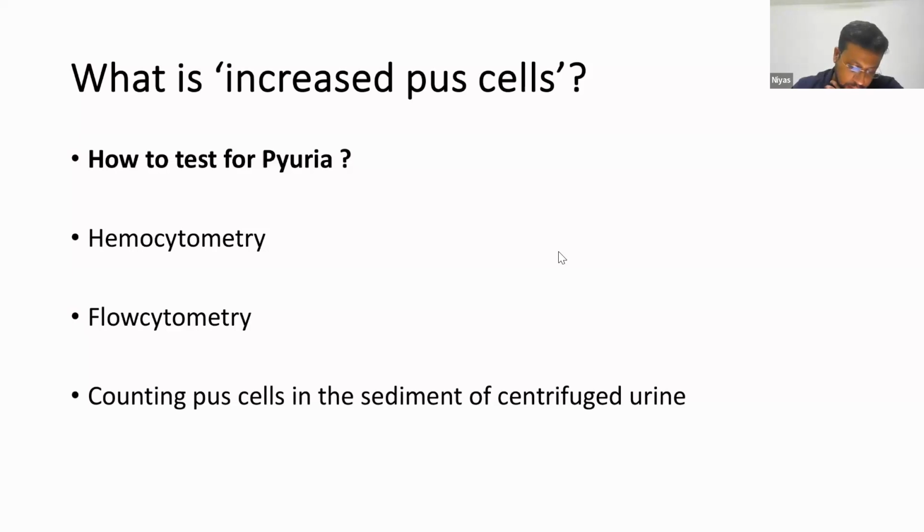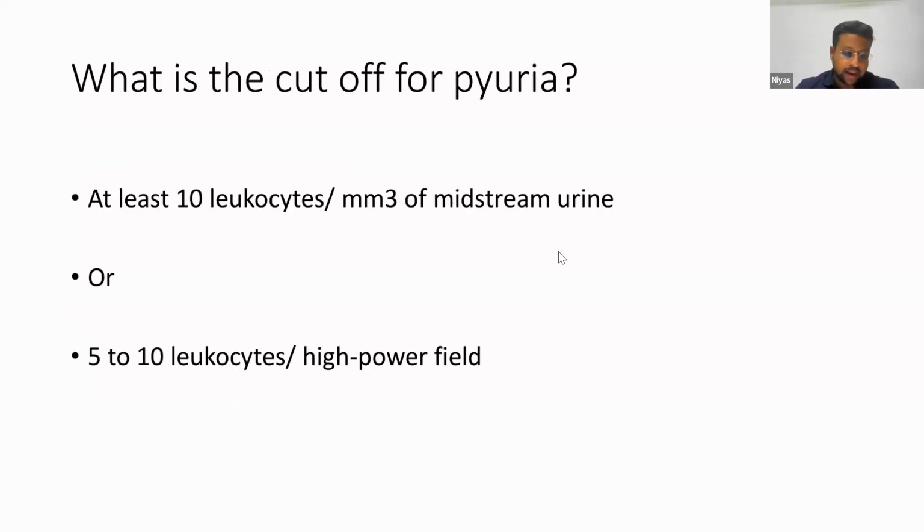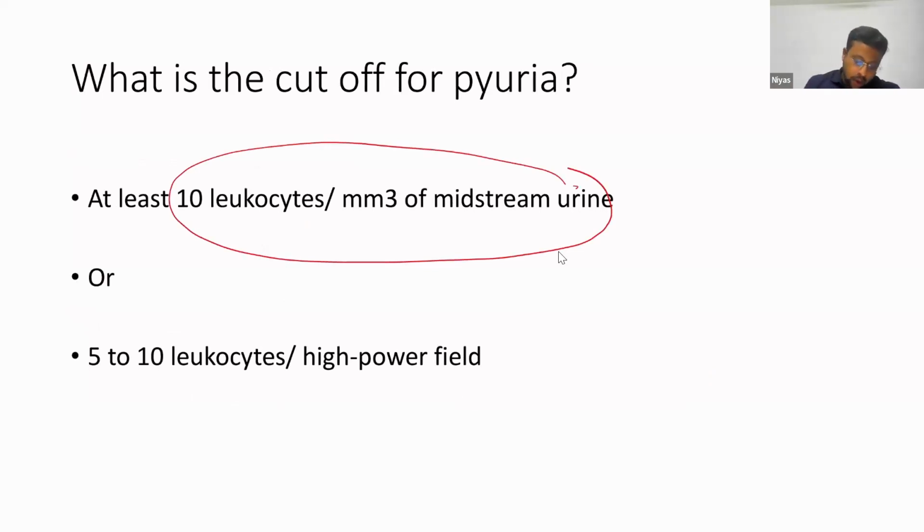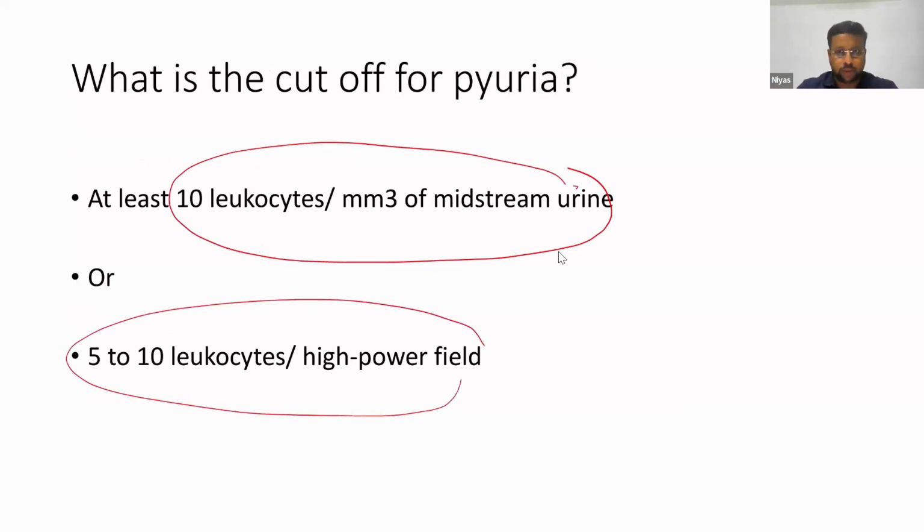So there are three methods by which you can measure the number of pus cells in urine. They can use hemocytometry, flow cytometry, or counting pus cells in the sediments of centrifuged urine. Previously laboratories used to count the sediments in centrifuged urine, but currently it's mostly either by hemocytometer or a flow cytometer. And pyuria, by definition, is at least 10 leukocytes per millimeter cube of midstream urine, or 5 to 10 leukocytes per high power field if you're counting the number of pus cells per high power field.